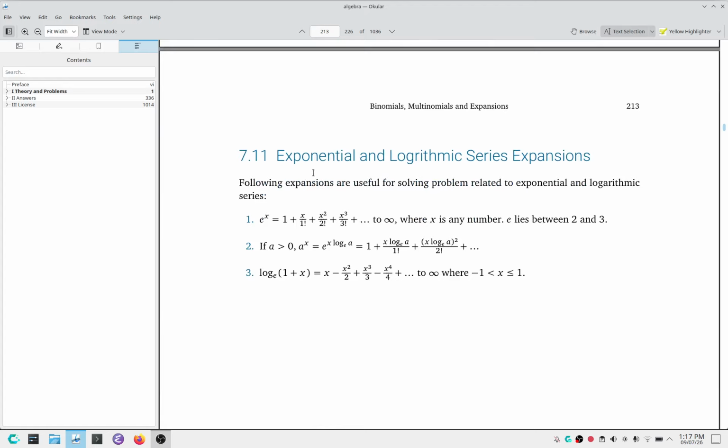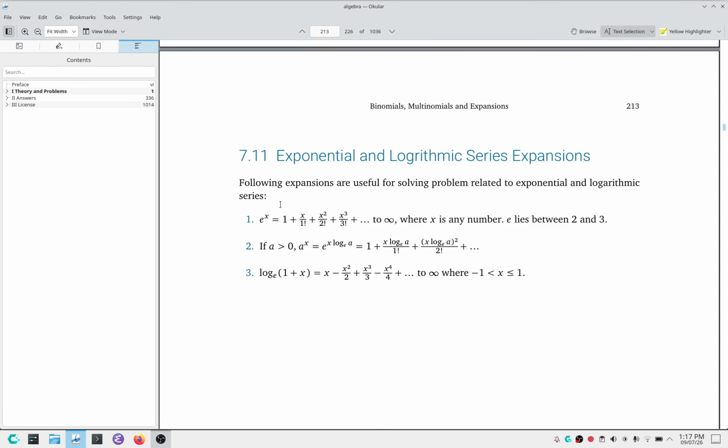Now we have some exponential and logarithmic series expansions. Logarithm spelling might be wrong. Yeah. Following expansions are useful for solving problems related to exponential and logarithmic series. So e is missing here. e raised to the power x is equal to 1 plus x upon 1 factorial plus x square upon 2 factorial plus x cube upon 3 factorial up to infinity, where x is any number, e lies between 2 and 3.